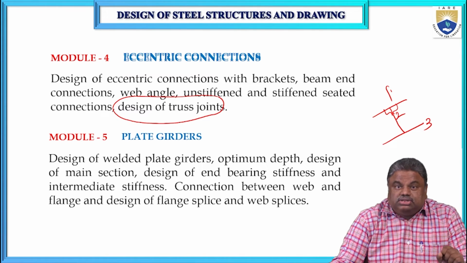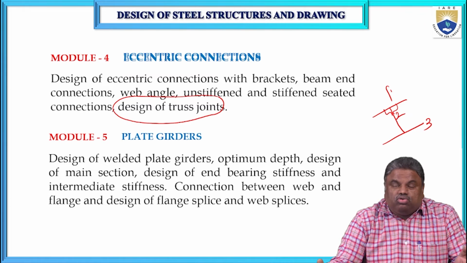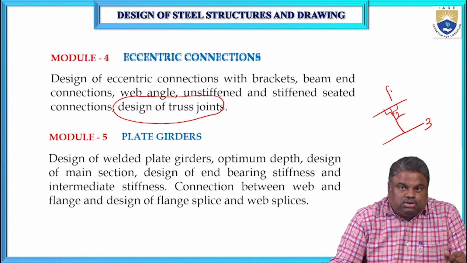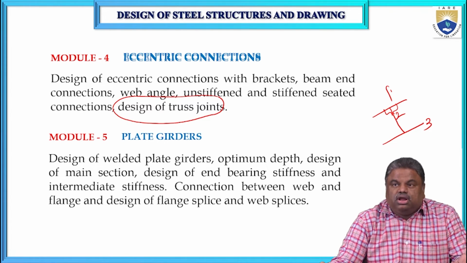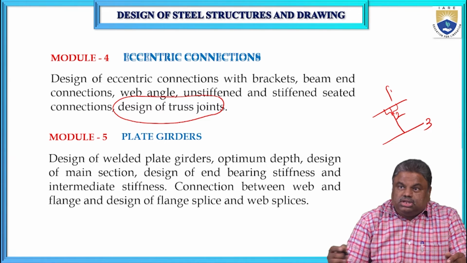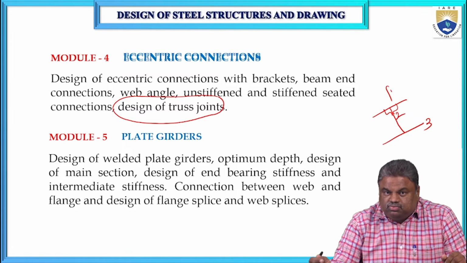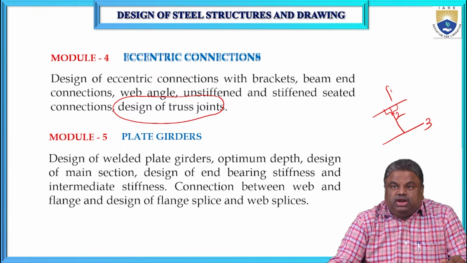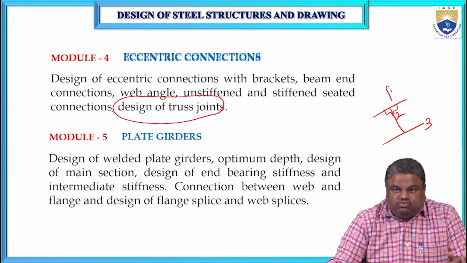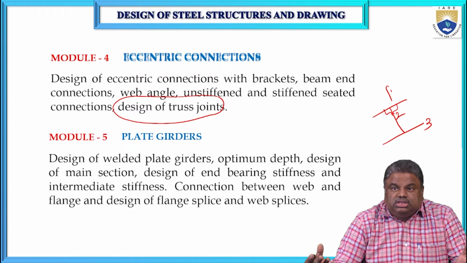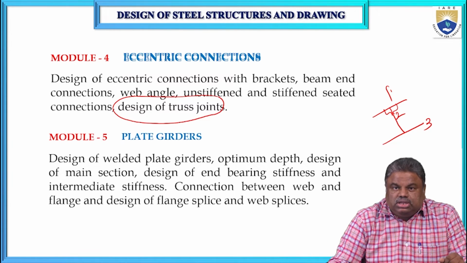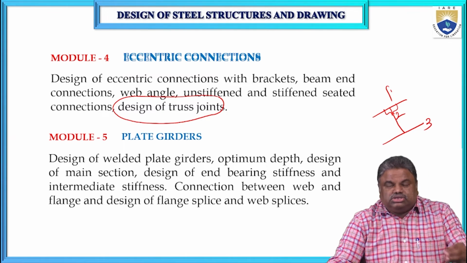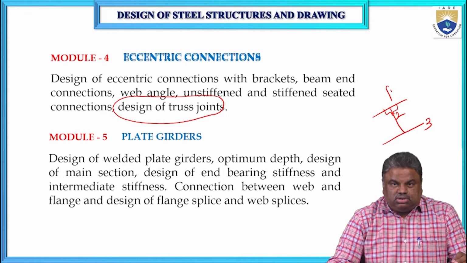And we will see what is the optimum depth and how to find out the optimum depth of the plate girder. And design of the main section, that is 2 flanges and 1 web section, how to design those main sections. Then design of end bearing stiffeners and intermediate stiffeners: how to design them, and how to find out whether these stiffeners are required or not, right?